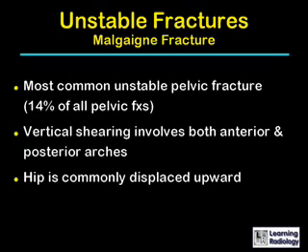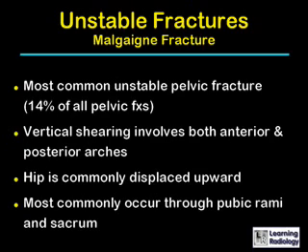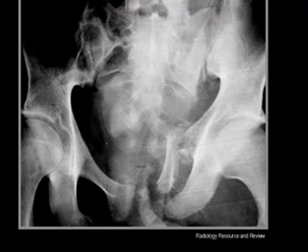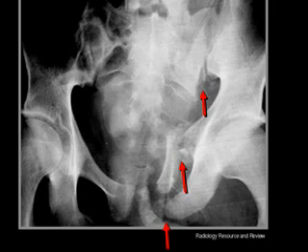It is therefore both anterior and posterior to the hip joint. The hip is commonly displaced upward. Clinically, it can resemble a fracture of the hip, and they most commonly occur through the pubic rami and through the sacrum. This is an example of a Malgaigne fracture. You can see the fracture in the ischium, the fracture in the pubic bone, and you can see the disruption of the left sacroiliac joint with elevation of the left hemipelvis relative to the right side.